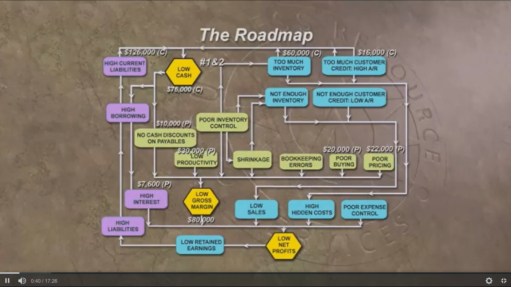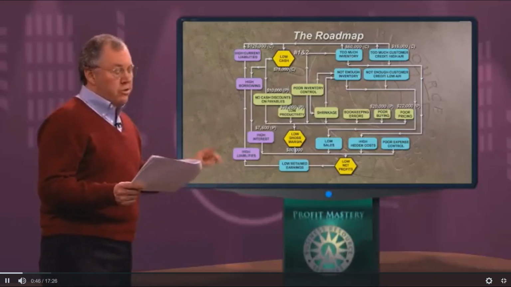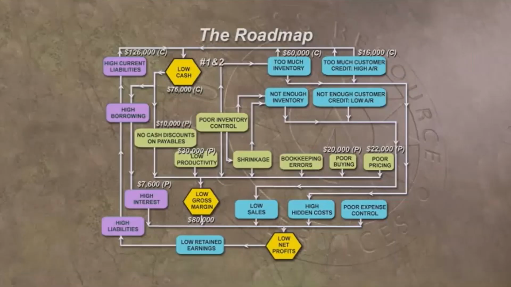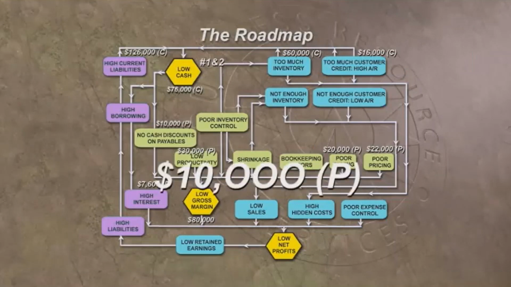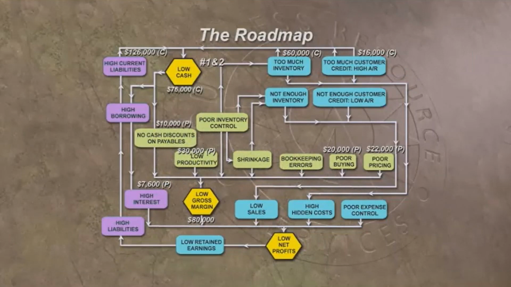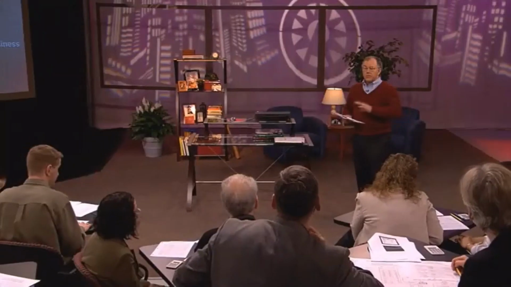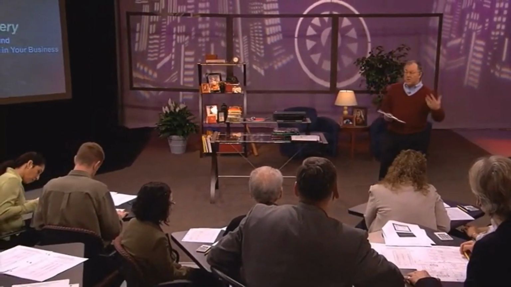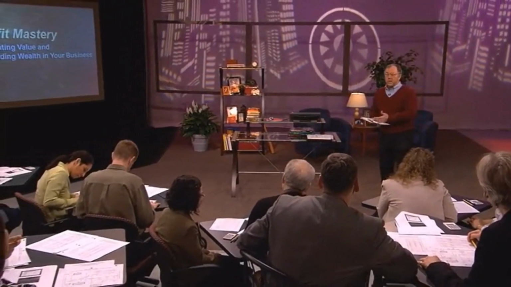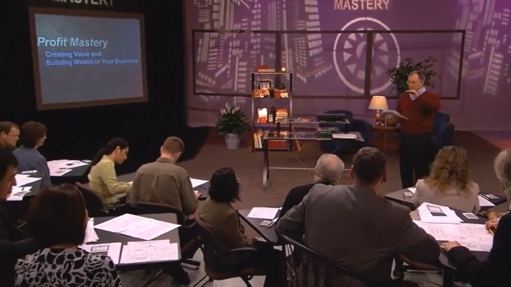How about low gross margin? Low gross margin was the first one there that we looked at. It was 4% of $2 million, $80,000, and then we spread that across 4 different areas. We said no cash discounts was worth how much in profit? 10,000, that's right. Productivity, 30,000. Poor buying, 20,000, and poor pricing. These are areas that we're going to say this is where he could put a plan together to recapture that 80 and at least get him up to the median, huh?